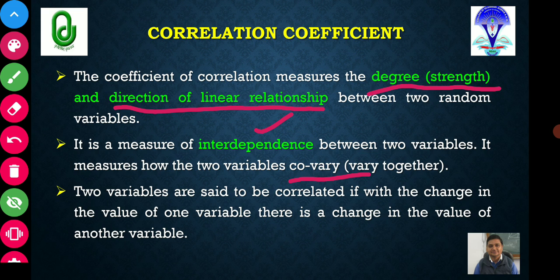The two variables are said to be correlated if, with the change in the value of one variable, there is a change in the value of another variable. So this is about the correlation coefficient. It states that if there is a change in the value of one variable, how much change will there be in the other variable.